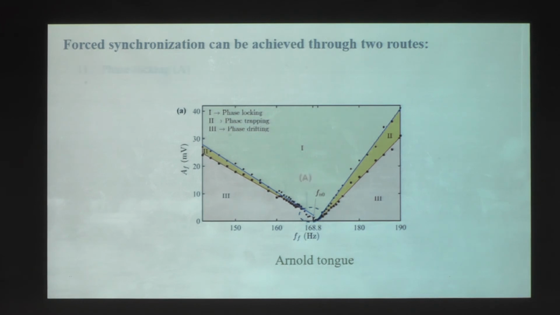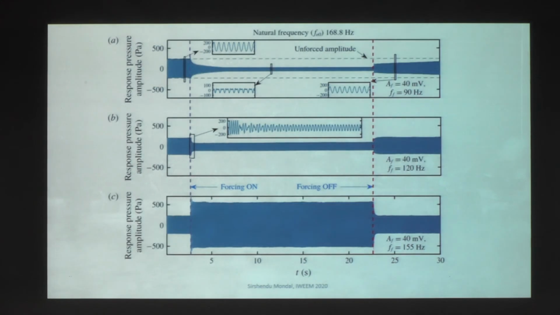So this is the first route to forced synchronization, when you are close to the natural frequency, and there is no phase trapping. Phase drifting directly transitions to the phase locking state. Whereas if you are away from the natural frequency, there is phase drifting, then phase trapping, and then phase locking. Right? So now let us look into the response signals in terms of the amplitude.